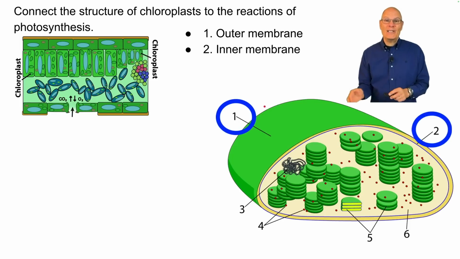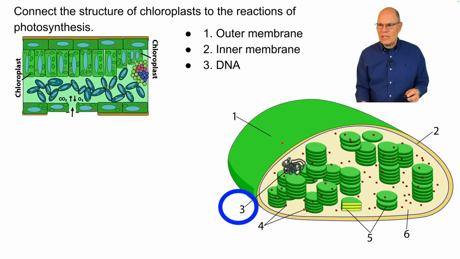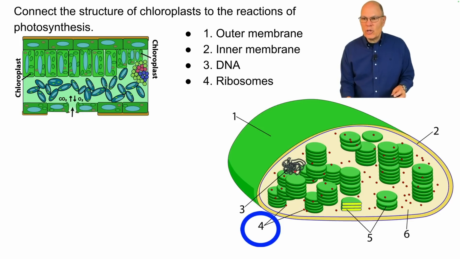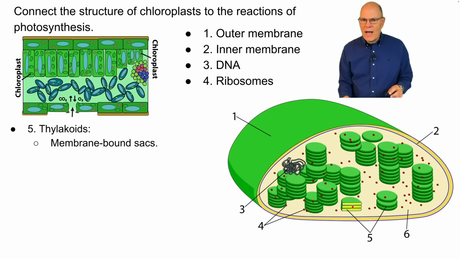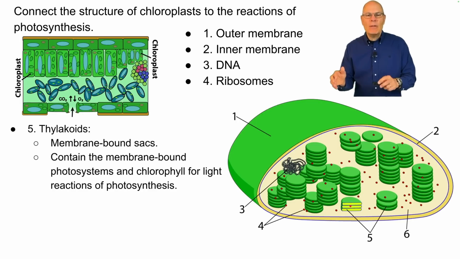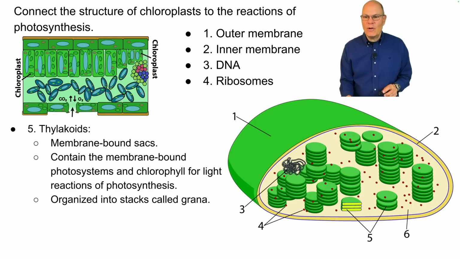The outer membrane is a vestige of the evolutionary origins of chloroplasts. There's DNA, which is a vestige of the fact that this was once an independent living cell. There's also ribosomes. They're there for the same reason. And then there are thylakoids, shown at number 5 over here. Those are membrane-bound sacs, and they contain the membrane-bound photosystems and chlorophyll for the light reactions of photosynthesis.